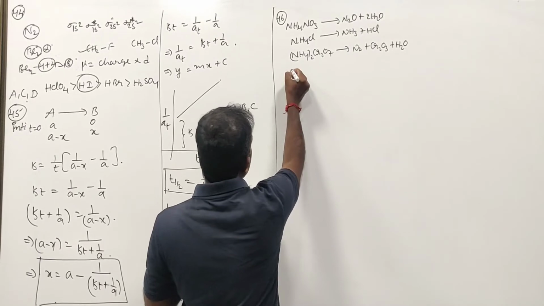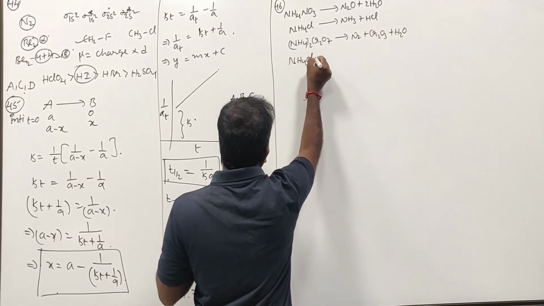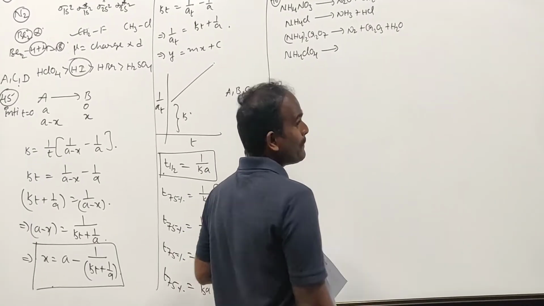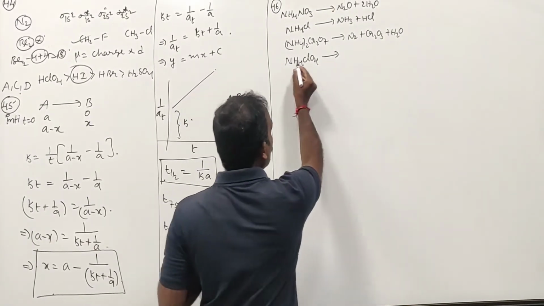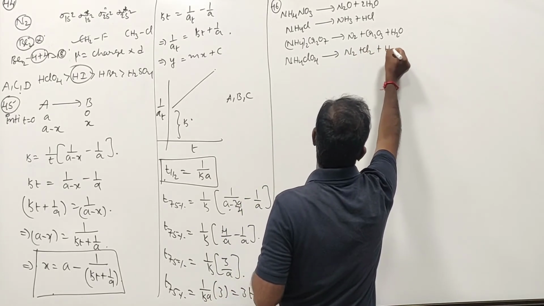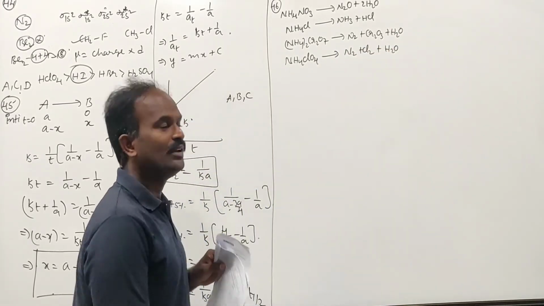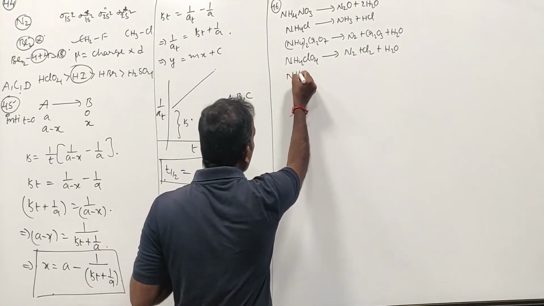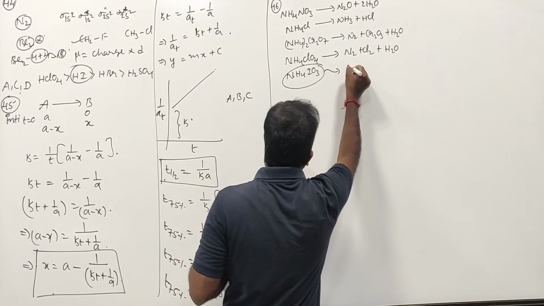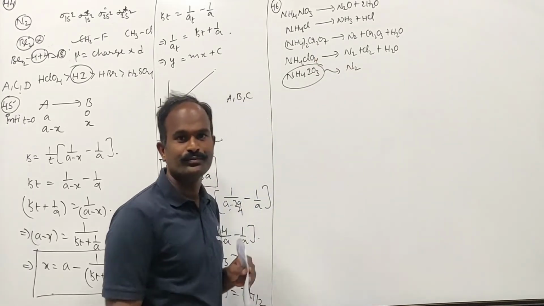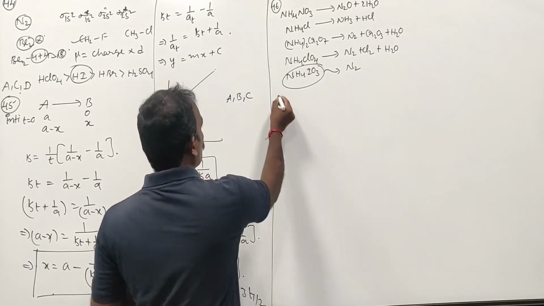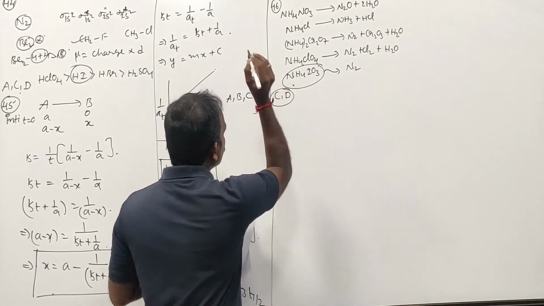Next, NH4ClO4, ammonium perchlorate. Ammonium perchlorate gives N2 plus Cl2 plus H2O. Similarly, NH4IO3 also can give, remember, upon heating N2 plus I2. Don't forget. Therefore, the ones which liberate nitrogen are both C as well as D.